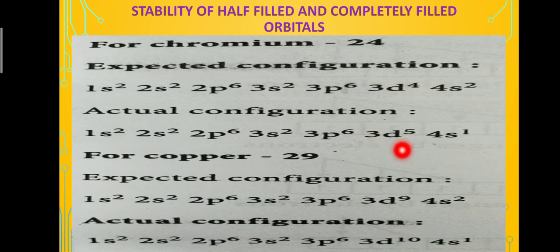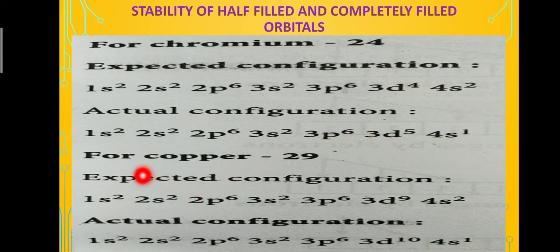Okay, a d orbital can have a maximum of 10 electrons. So an s orbital can have a maximum of 2 electrons, a p orbital can have a maximum of 6 electrons, and a d orbital can have a maximum of 10, and the half filled for d is 5. So comparing 3d4 and 3d5, 3d5 is half filled and it is more stable. Same way here the 4s2. So one electron from this 4s orbital is exchanged to this d orbital, and this became more stable here.